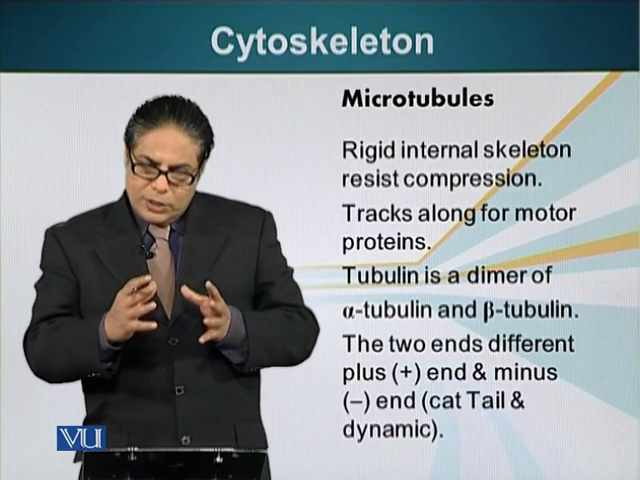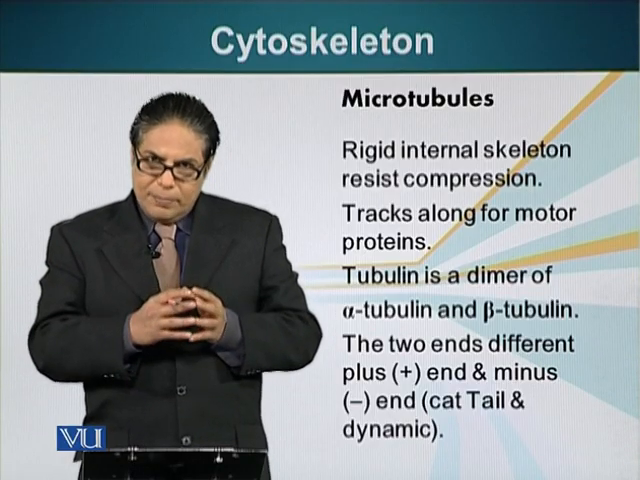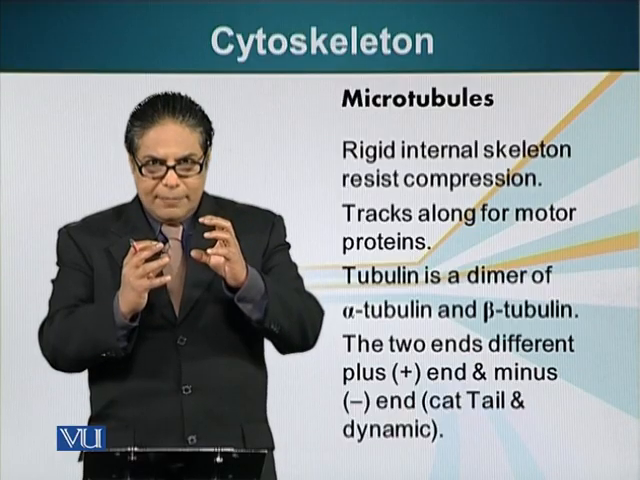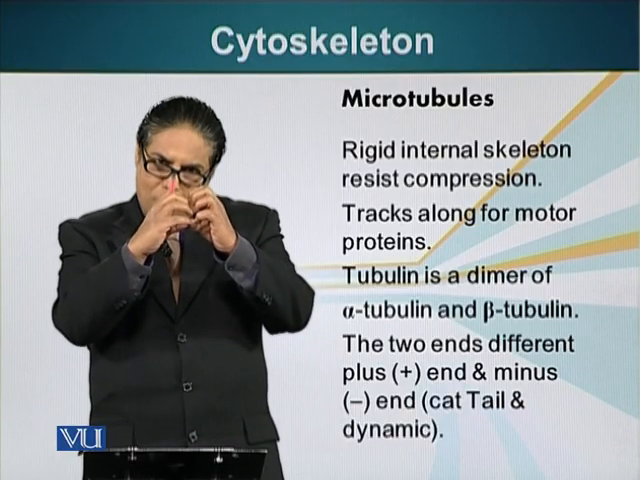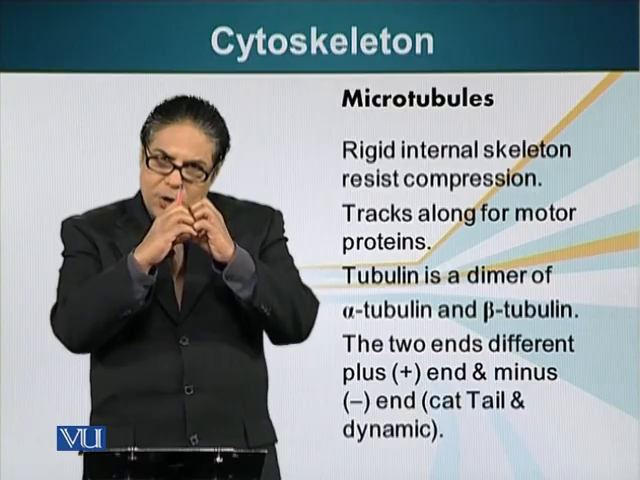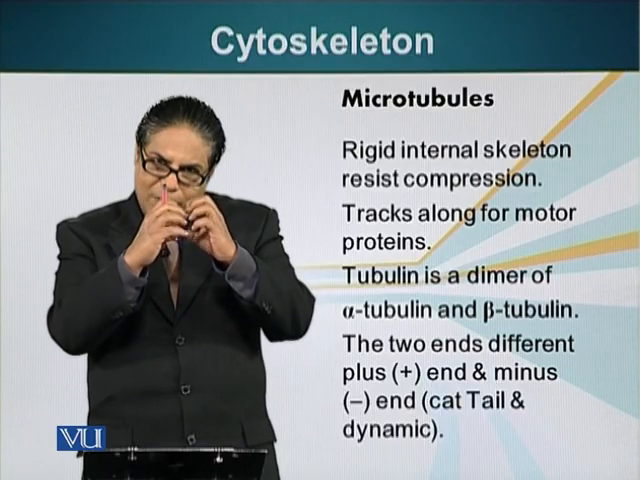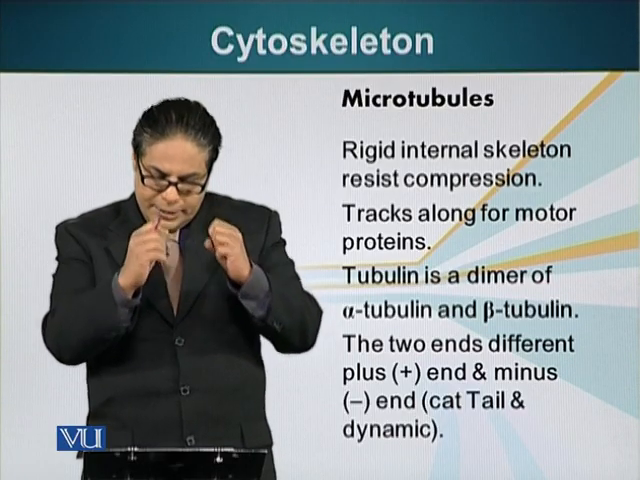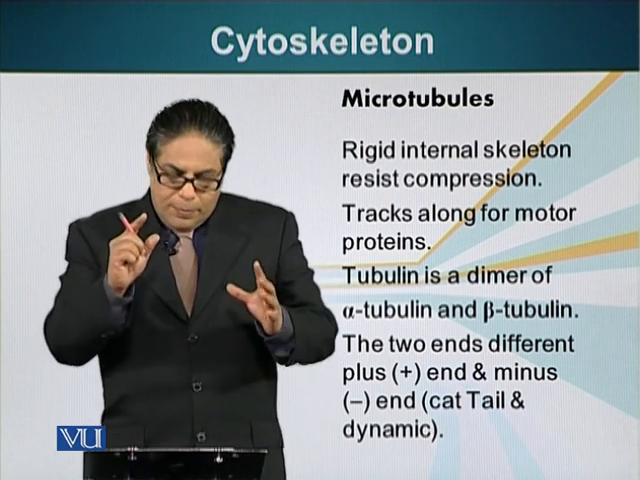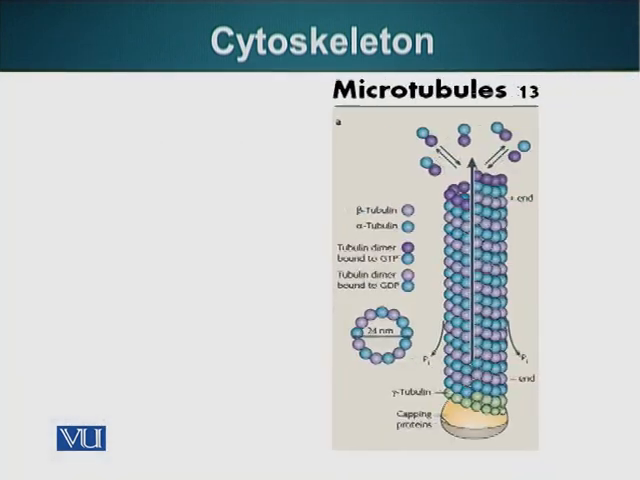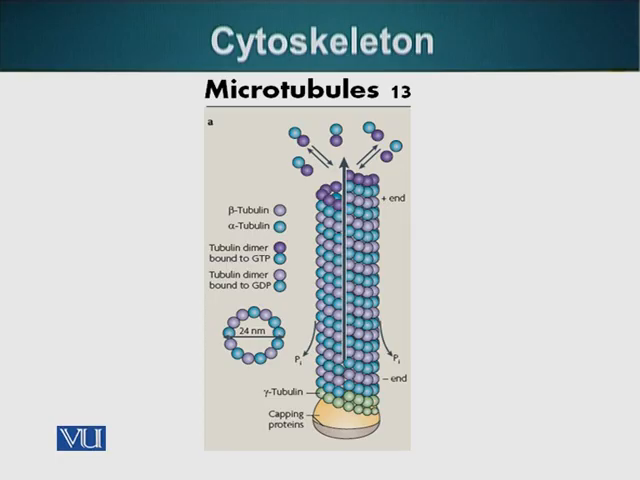Microtubules are made of subunits of alpha and beta tubulin. There are two molecules, alpha and beta tubulin. They come together and form one monomer. So one tubulin monomer is made up of alpha and beta tubulin subunits. The microtubules are linear structures. The two ends of the microtubules are different. One end of the microtubule is called the plus end and the other end is called the minus end.